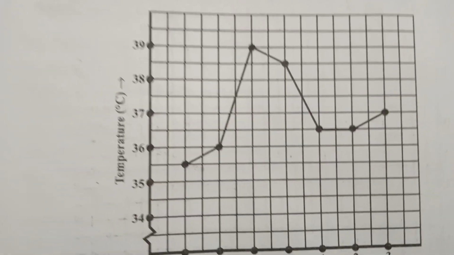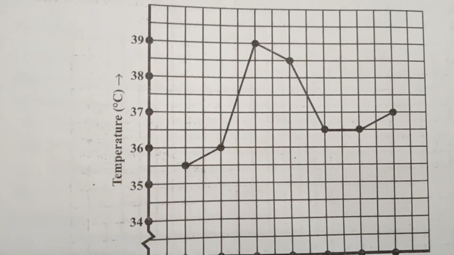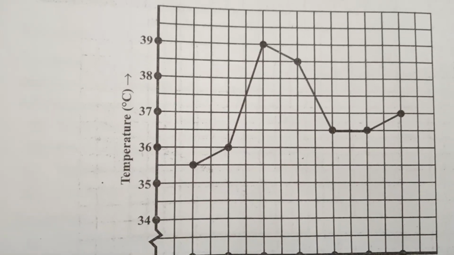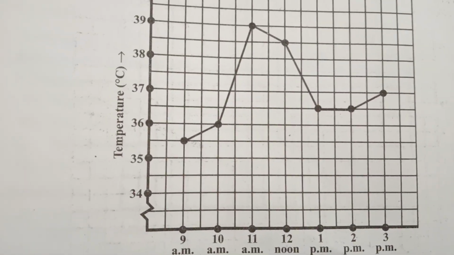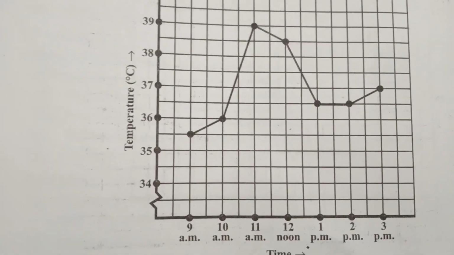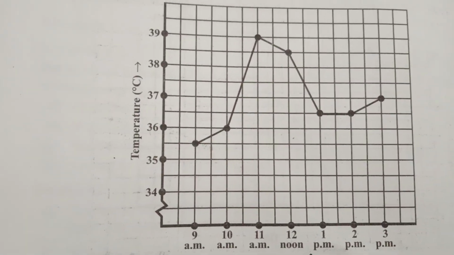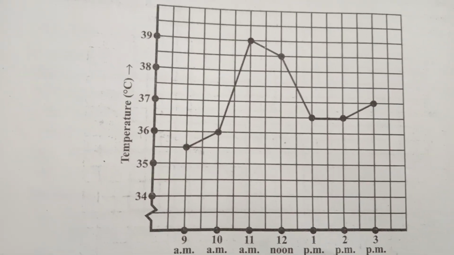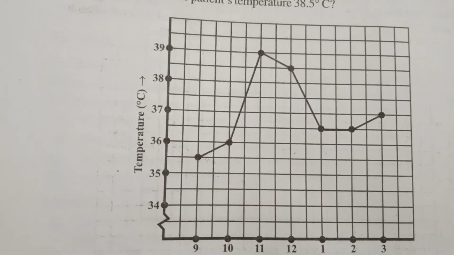And in the third question they are asking, the patient's temperature was the same at two times during the period given. What are these two timings? So the patient's temperature is the same at 1 p.m. as well as 2 p.m. The patient's temperature had no change; it was like that.